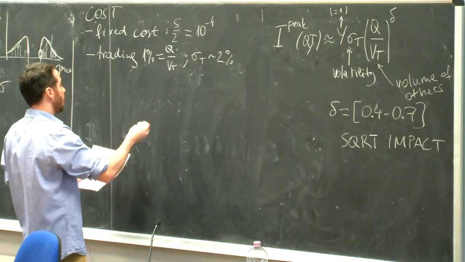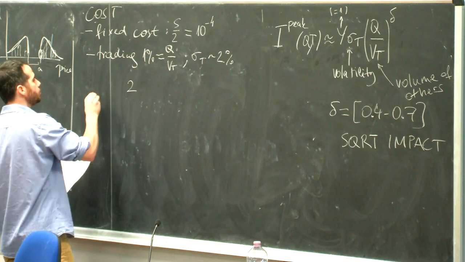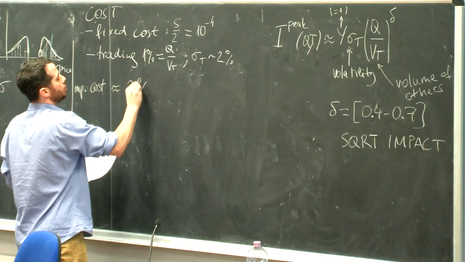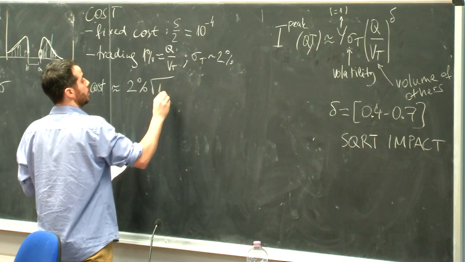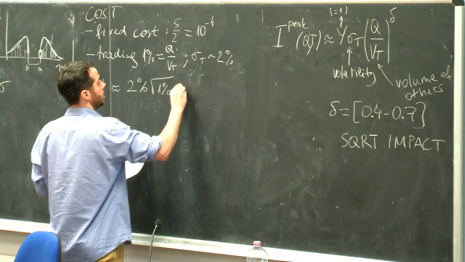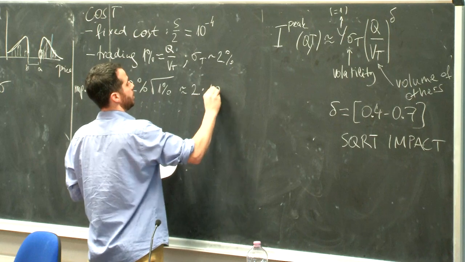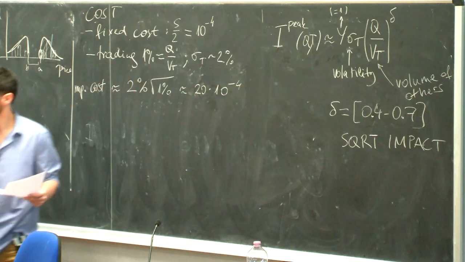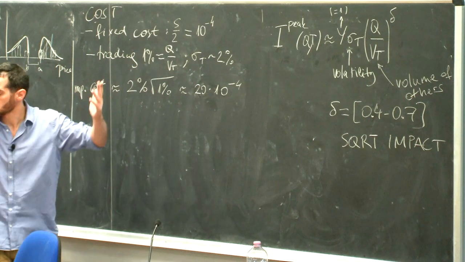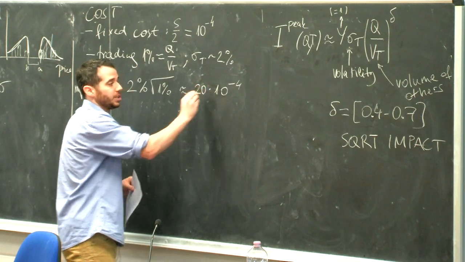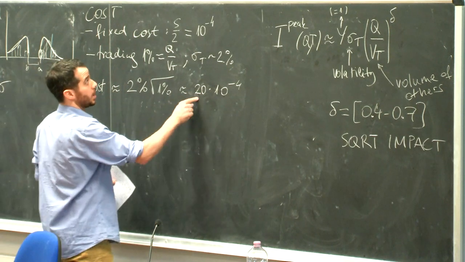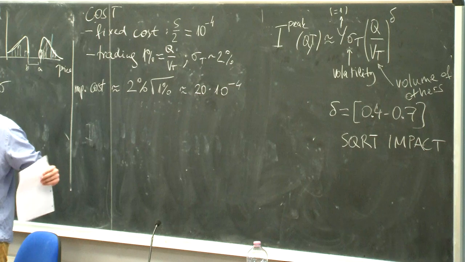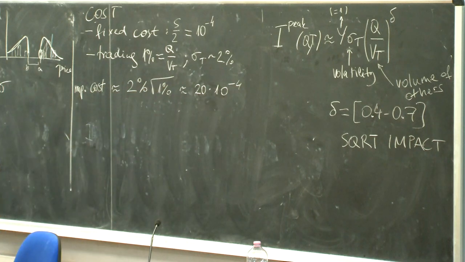So what would this mean? If we forget some factors, your impact cost you can calculate as something like 2% times the square root of 1%, which will be 2 times 10 to the minus 3, I think. So it's like 20 times 10 to the minus 4. So trading 1%, what it costs you, because you yourself are pushing the price, is 20 times higher than the fixed cost you saw in the market, what you would have guessed in a simple manner, up to some factors. So this is one way to look at it.